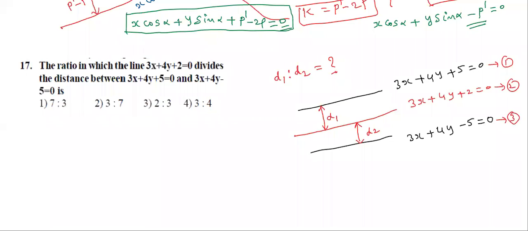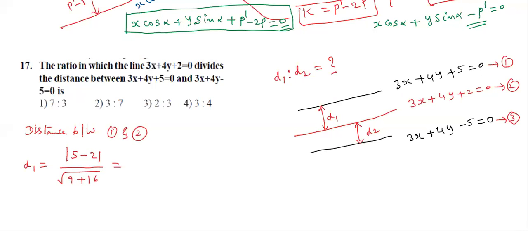Okay. So distance between parallel lines. Distance between 1 and 2. These two are parallel lines. D1, that is equal to, what is distances between two parallel lines formula? Modulus C1 minus C2 divided by under root a square plus b square. 3 square 9, 4 square 16. How much, students? This is 3 by 5.